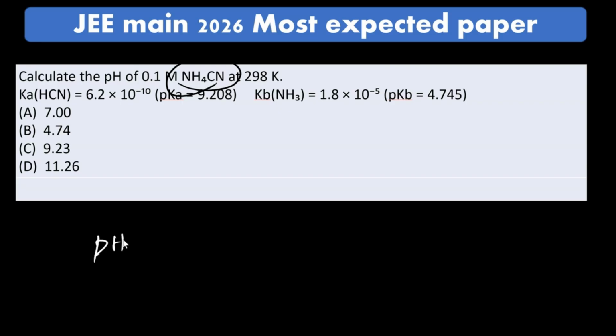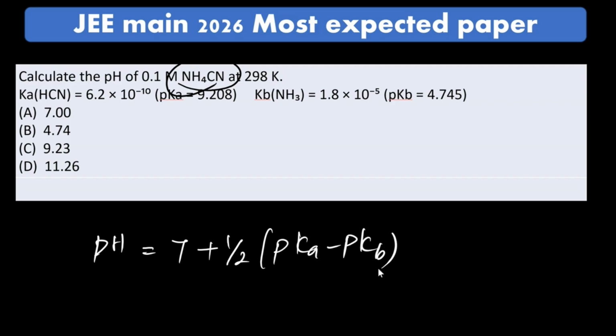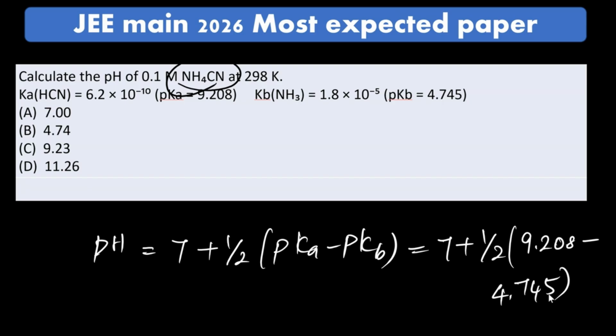So what is the formula for that? pH is equal to 7 plus 1 by 2 (pKa minus pKb). Okay, let me finish this calculation part. 7 plus 1 by 2, pKa value is 9.2 minus 4.745, which comes out to be 7 plus 2.23. So what does it mean?